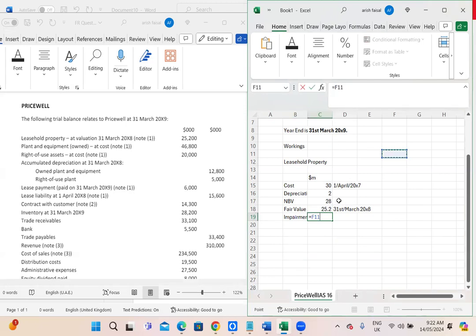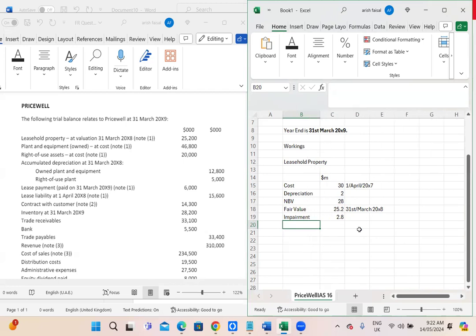of 28 minus 25.2. So you get an impairment charge over there of 2.8, sorry. And this has to be recorded in the income statement, right? Because if, for the first time, there is any impairment on an asset, you have to record it into the income statement as per IAS 36.